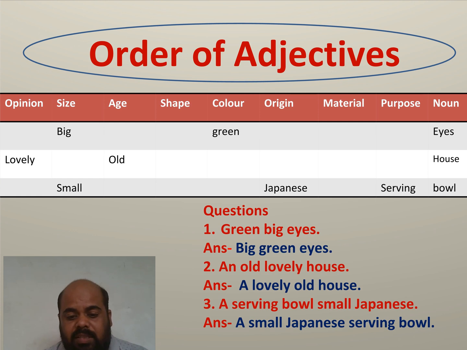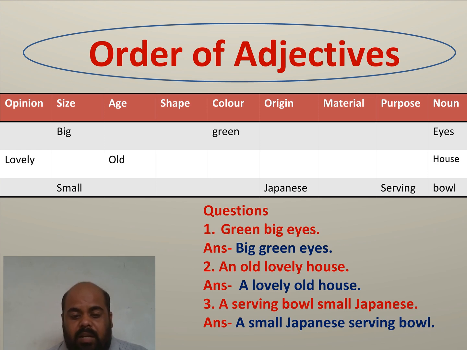In the next slide we will read more examples of the order of adjectives. I have taken 3 examples. One is "green big eyes." Here big is size and green is color, and eyes is the noun. According to the list, size will come first and then color. So the answer will be "big green eyes."